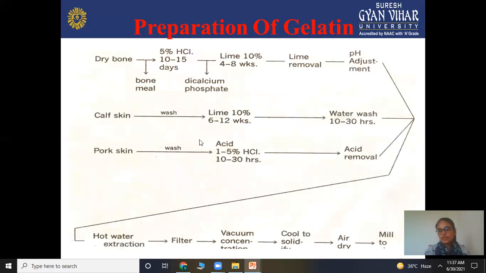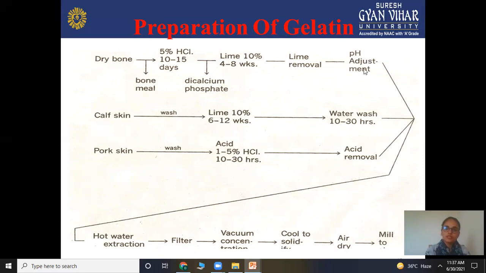Next is preparation of gelatin, how we prepare or formulate gelatin. In this, first you take dry bone, and after taking this dry bone, you treat this with 5% HCl for 10 to 15 days. It's a bone meal, means after taking this bone, you put it in 5% HCl solution for 10 to 15 days. Then dicalcium phosphate is added, and with the help of 10% lime solution, you put it again for 4 to 8 weeks. And then lime is removed.